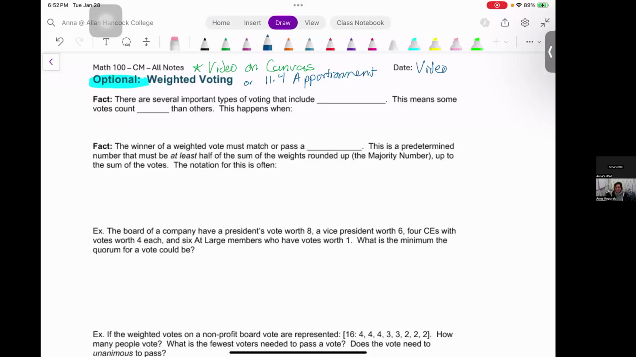Hi everyone, I wanted to give you a video on weighted voting, which is also in our textbook, chapter 11, section 4, apportionment. And this is important to me because, again, this is a process that's used in a lot of our votes, including the presidential election, because not every vote is counted equally. There are actually several methods, or types of voting, I should say, that include apportionment.